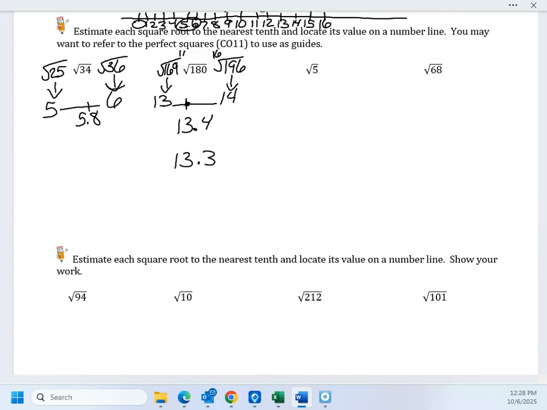So now let's look at the square root of 5. What's my first step, Colton? Find the ones in between it, or like the one before and the one after it. So what would I put? 2 and 3.